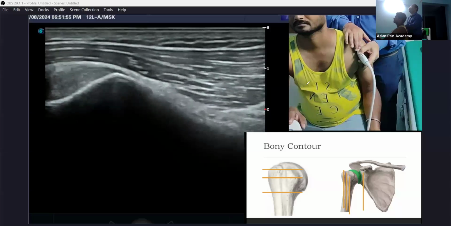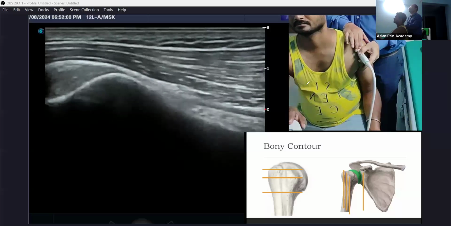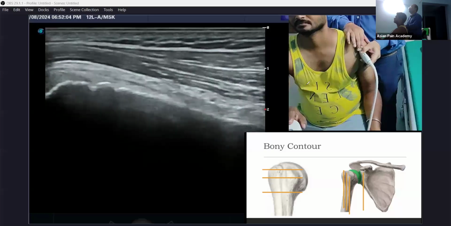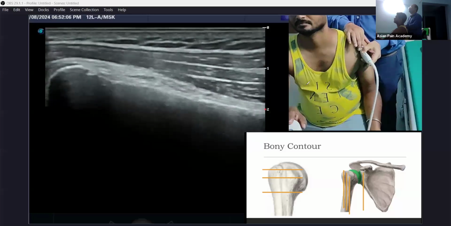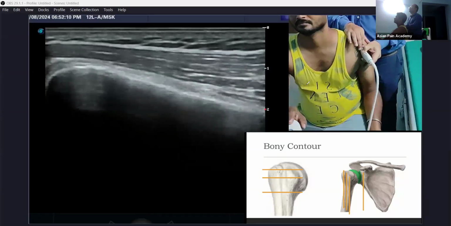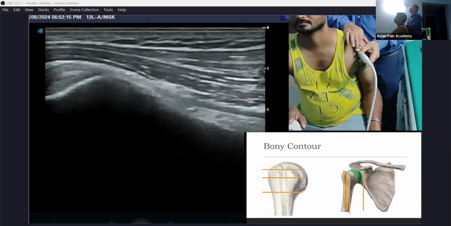So this is the lesser tuberosity area. Now I am coming laterally. So this is the groove area. Now I am coming to the greater tuberosity. See, it has started more cranially. So this is the greater tuberosity, this is the groove area, and this is the lesser tuberosity.